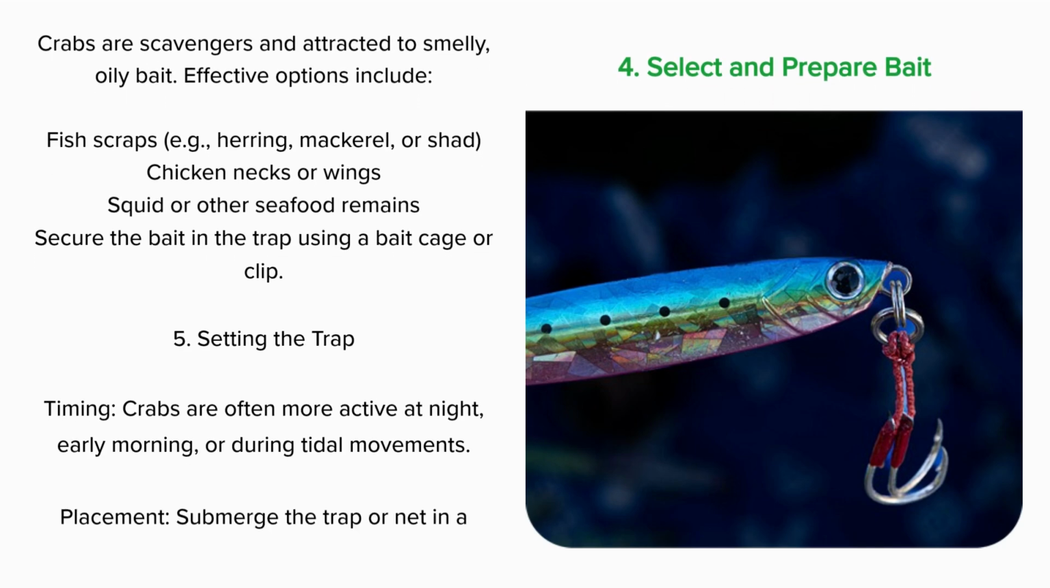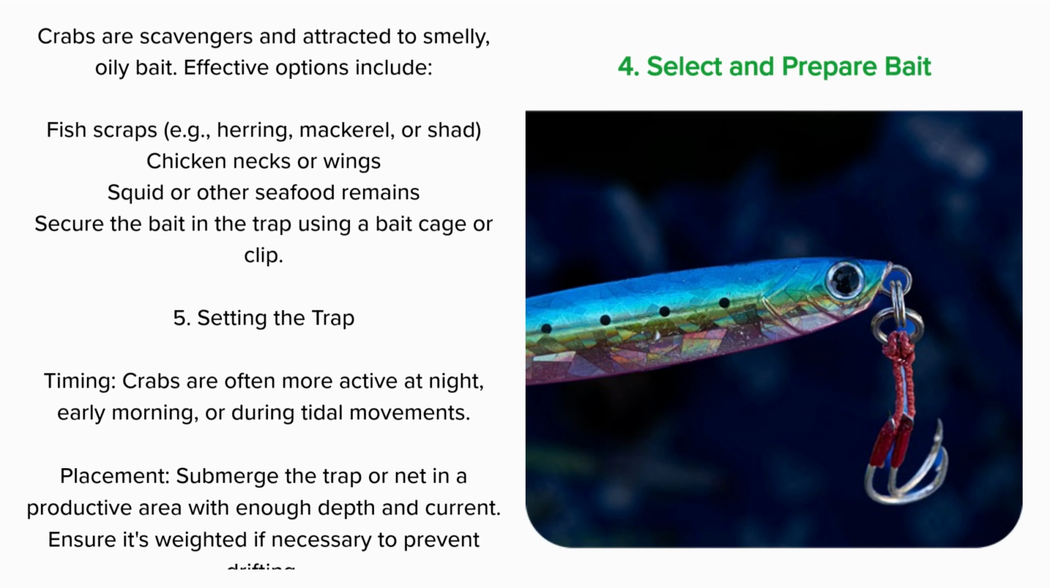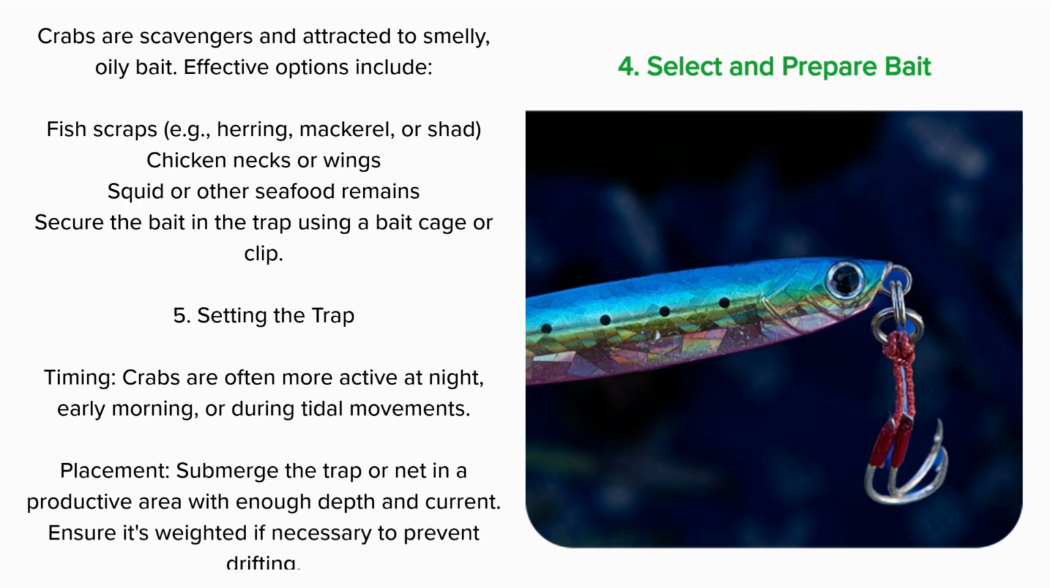Four. Select and prepare bait. Crabs are scavengers and attracted to smelly, oily bait. Effective options include fish scraps, e.g., herring, mackerel, or shad, chicken necks or wings. Squid or other seafood remains. Secure the bait in the trap using a bait cage or clip.